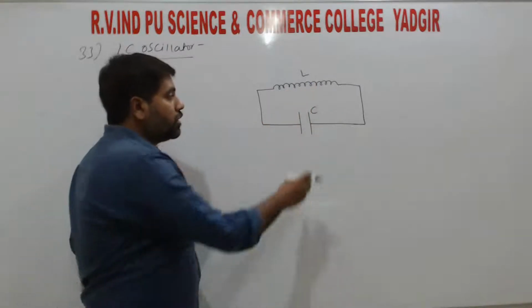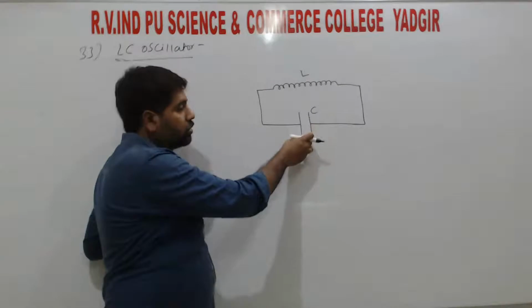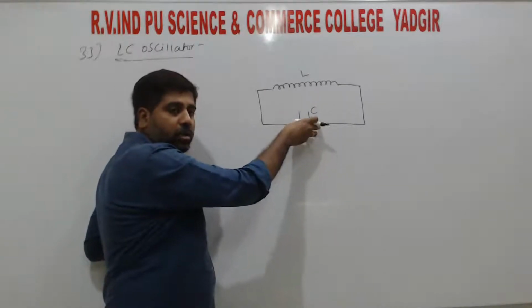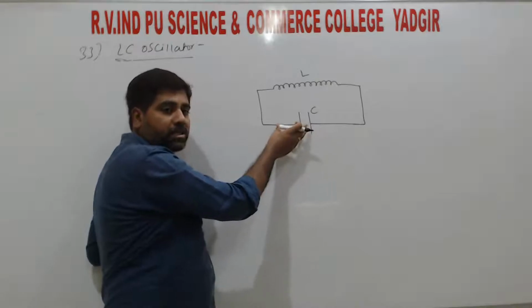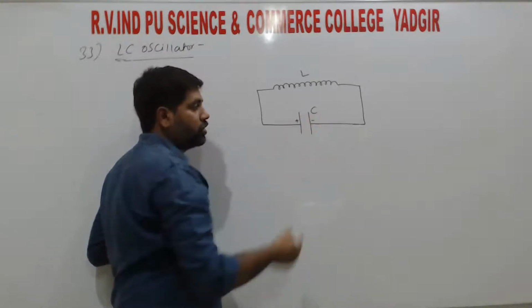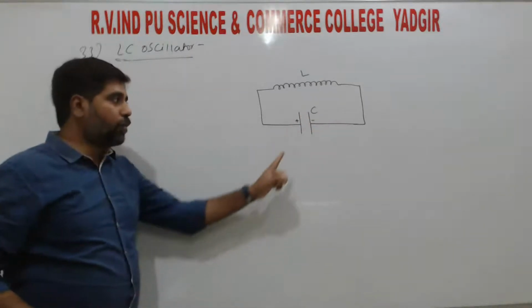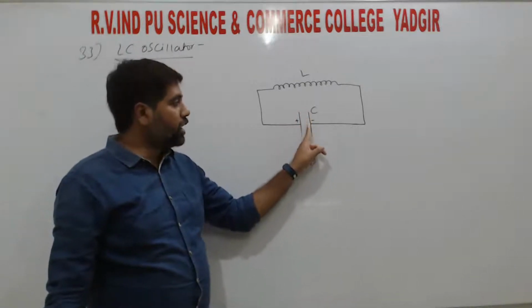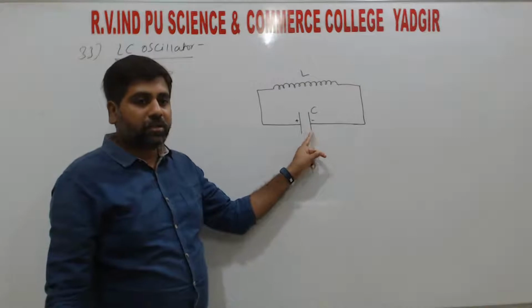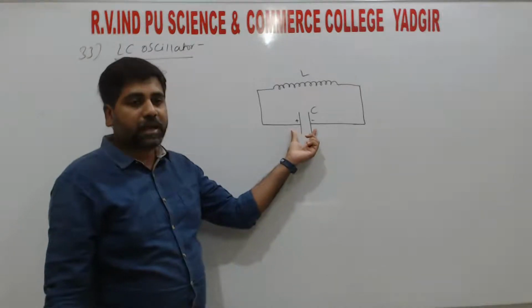When the capacitor is charged, ಚಾರ್ಜ್ ಆಗಿದೆ. Now the capacitor gets discharged, right? ಇಲ್ಲಿ ಪಾಸಿಟಿವ್ ಇರುತ್ತೆ, ಇಲ್ಲಿ ನೆಗೆಟಿವ್ ಇರುತ್ತೆ. One plate of the capacitor ಅಲ್ಲಿ positive charge ಇರುತ್ತೆ, another plate ಅಲ್ಲಿ negative charge ಇರುತ್ತೆ, right? So this capacitor gets discharged.